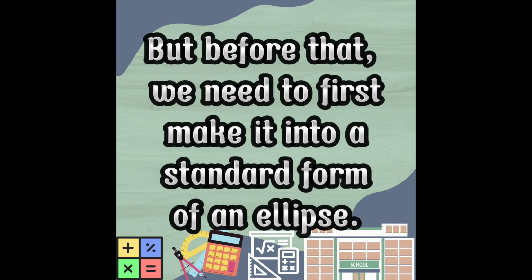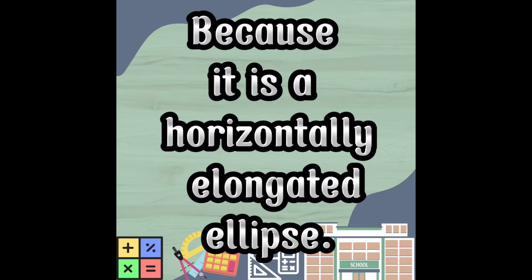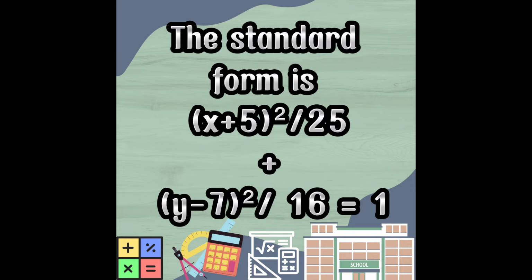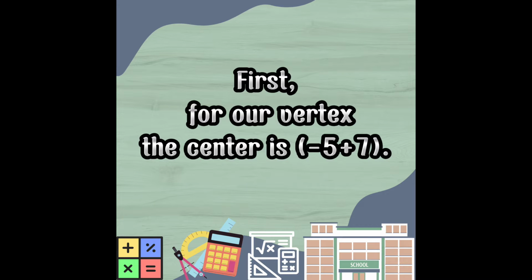Before that, we need to first make it into the standard form of an ellipse. Because it is a horizontally elongated ellipse, the standard form is (x + 5) squared over 25 plus (y - 7) squared over 16 equals 1. First, for our vertex, the center is (-5, 7).